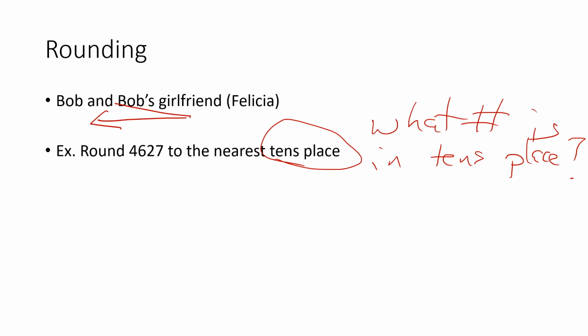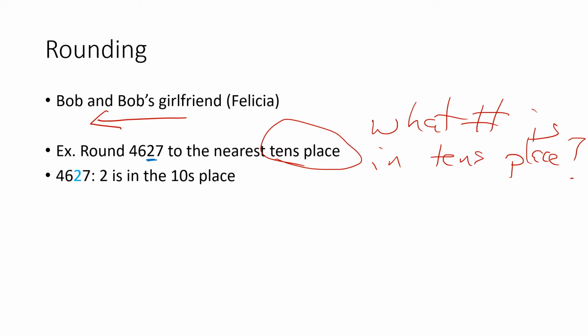So the 7 is in the what place value? 7 should be in the ones place. 2 is in the tens place. 6 is in the hundreds. 4 is in the thousands place. Okay, so we're rounding to the nearest tens place. Our 2 is in the tens place.